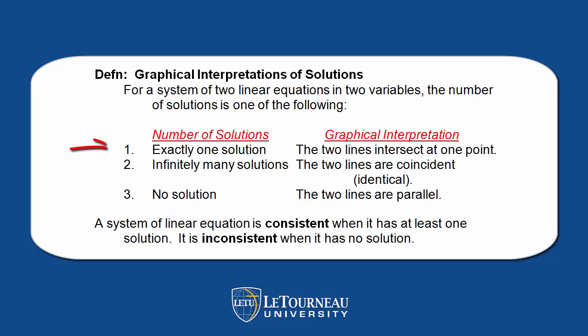Now we've looked at 1, 2, and 3 already: exactly one solution, infinitely many, and none. Let's notice some words. A system of linear equations is consistent when it has at least one solution. It's inconsistent when it doesn't have any solutions.